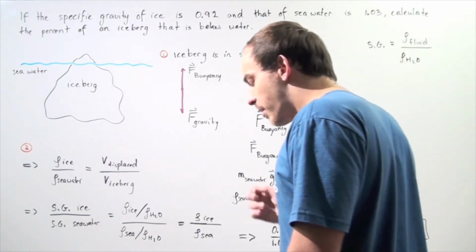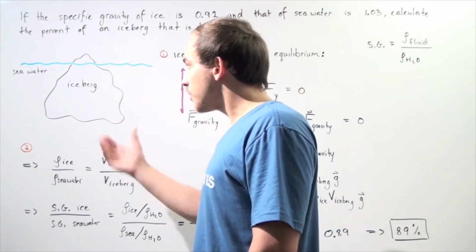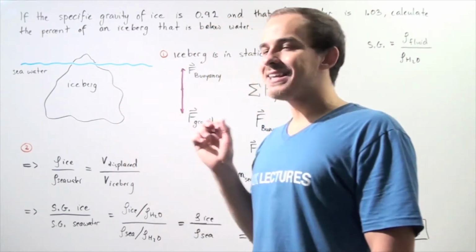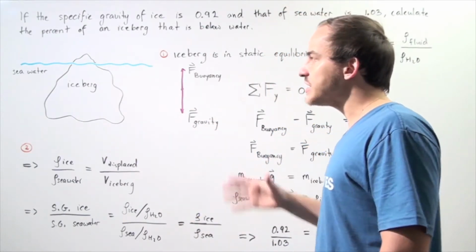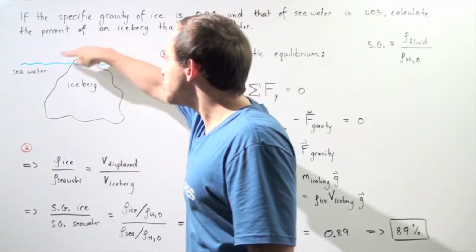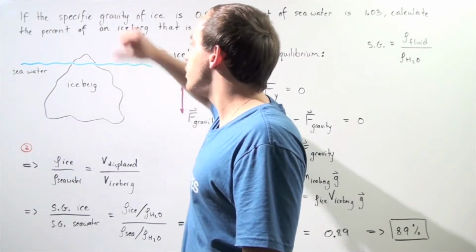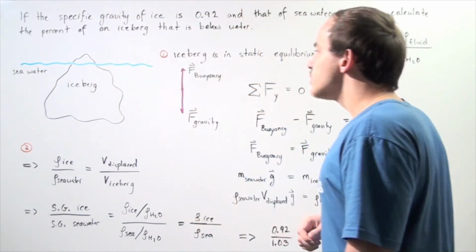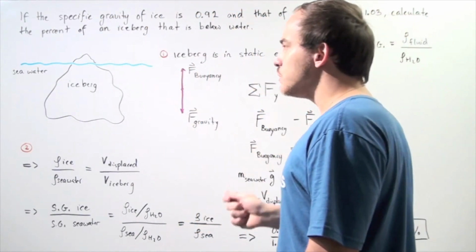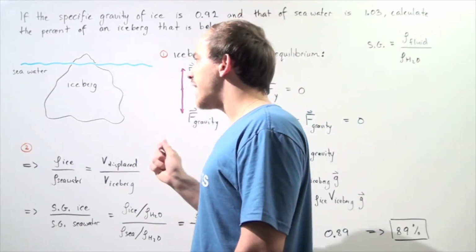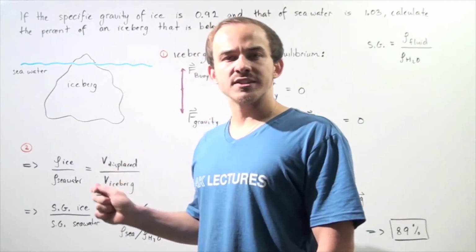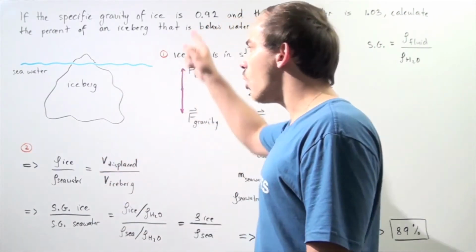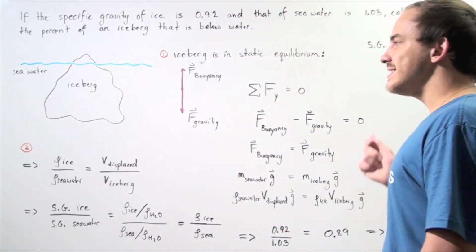So we begin by assuming that our iceberg, the object, is in static equilibrium. In other words, it's floating and a portion of the iceberg is floating above the seawater. So if the iceberg is assumed to be in static equilibrium, that means the sum of all the forces acting on the iceberg along the y-axis is 0.